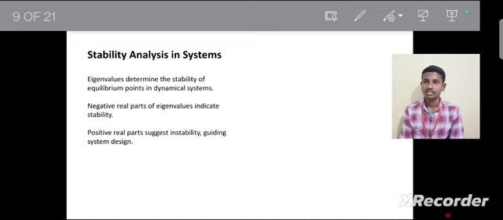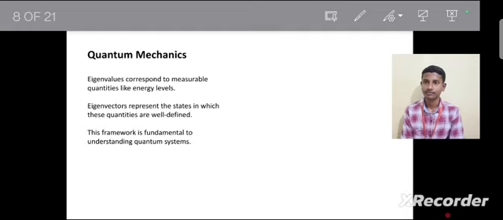Stability analysis in systems. Eigenvalues determine the stability of equilibrium points in dynamical systems. Negative real parts of eigenvalues indicate stability. Positive real parts suggest instability, guiding system design.